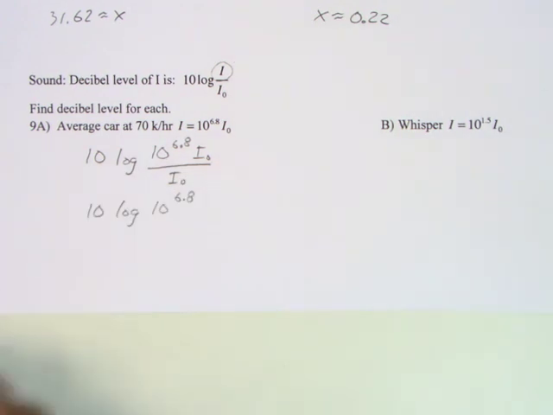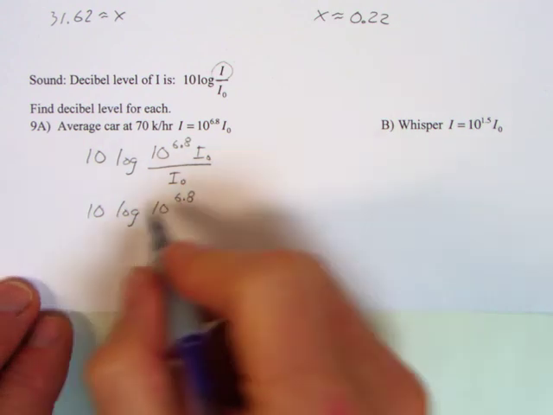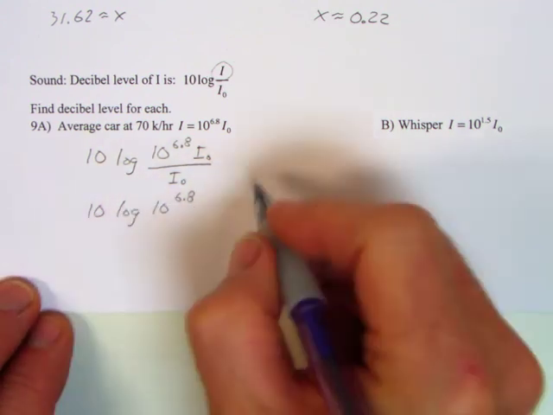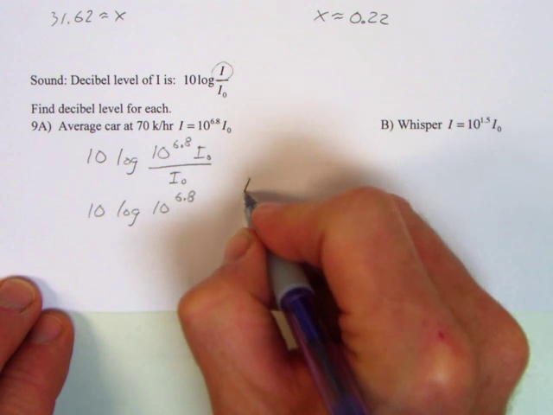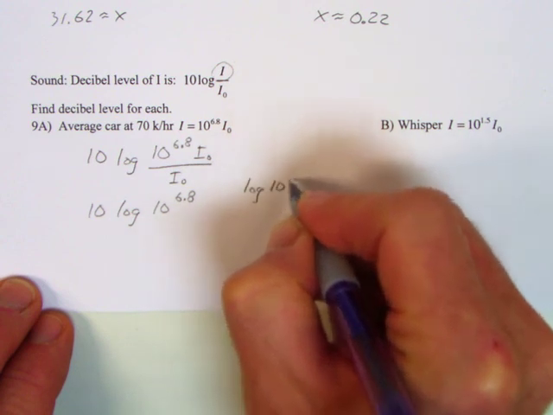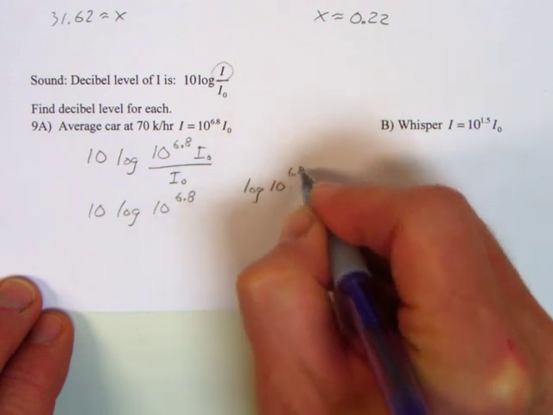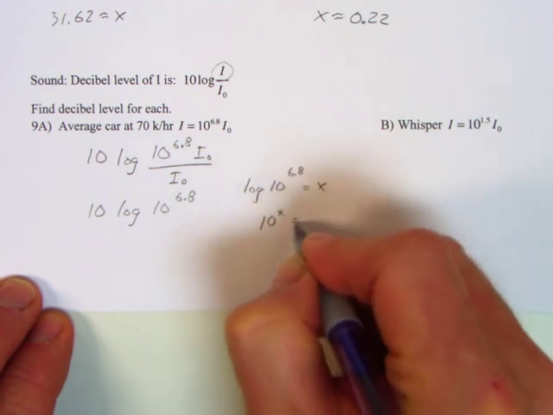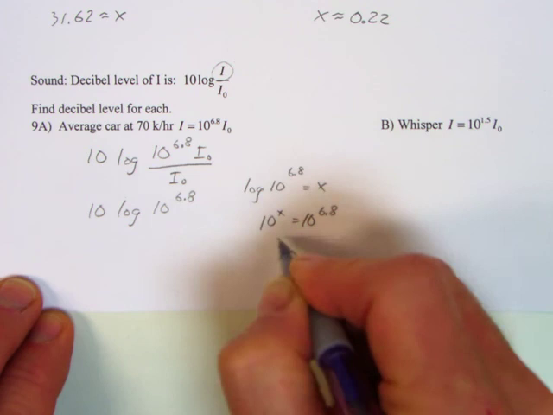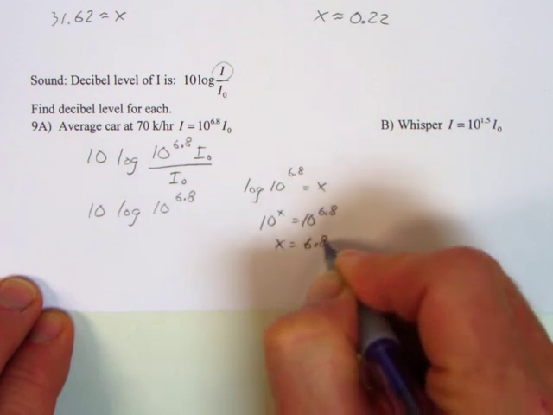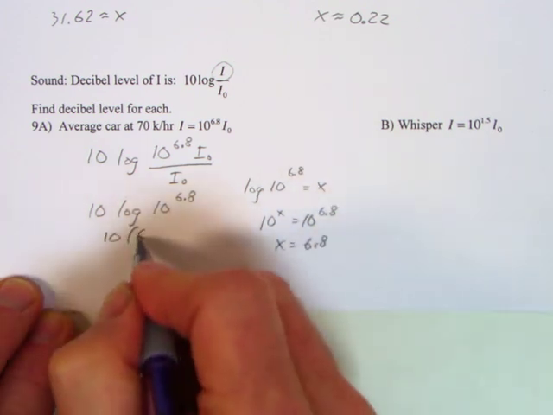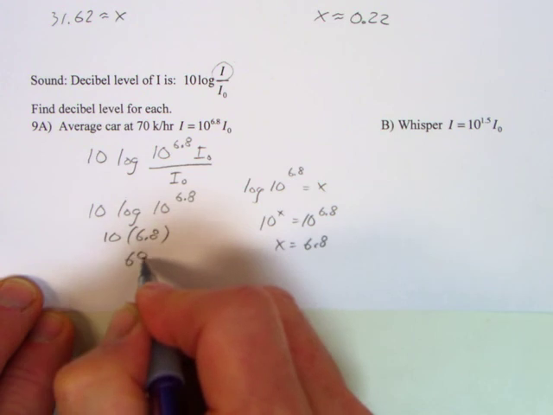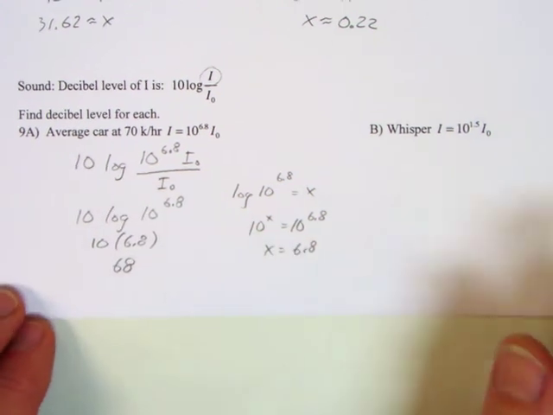And how do you go about doing that one? Well, I want to deal with just this piece. Log of 10 to the 6.8, if we set it equal to x, the base is 10, so 10 to the x equals 10 to the 6.8, or in other words, x is 6.8. So we get 10 times 6.8, which is 68. So that would be 68 decibels for that.